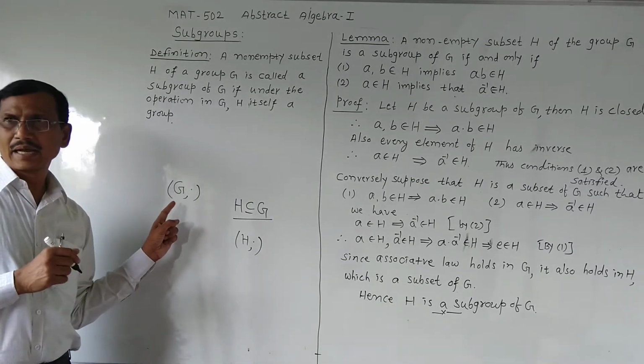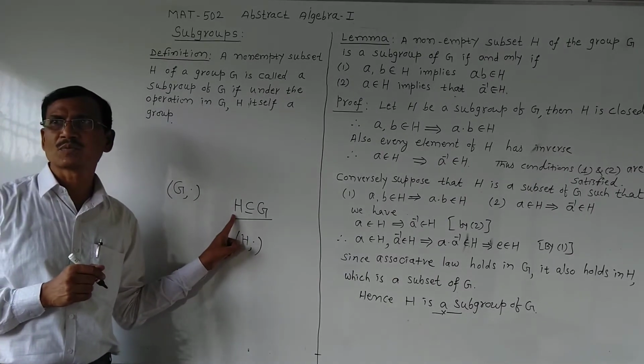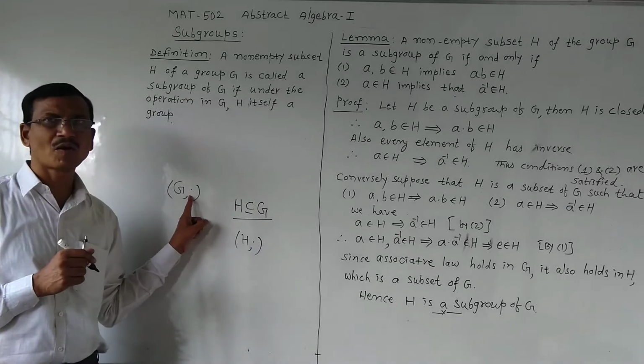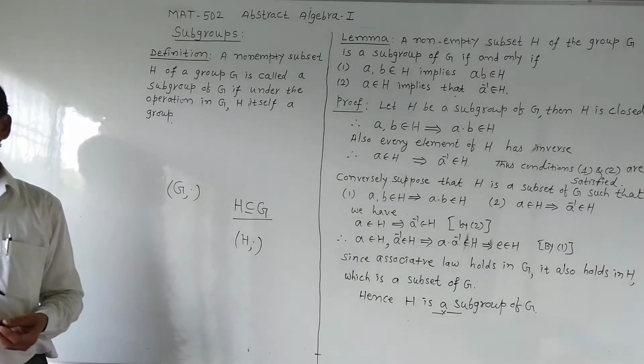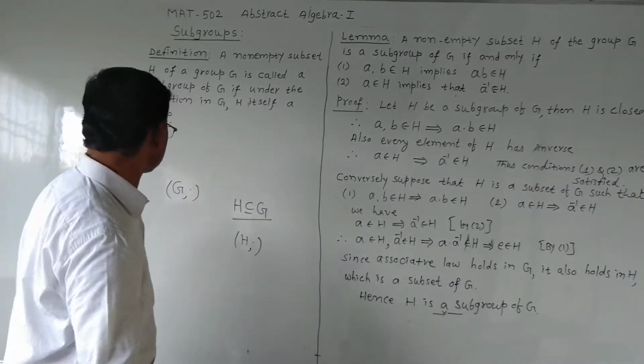Again I am repeating, if (G, ·) is a group, H is a non-empty subset of G, and if H itself is a group with respect to the same binary operation which is defined in G, then this group (H, ·) is called a subgroup of G.